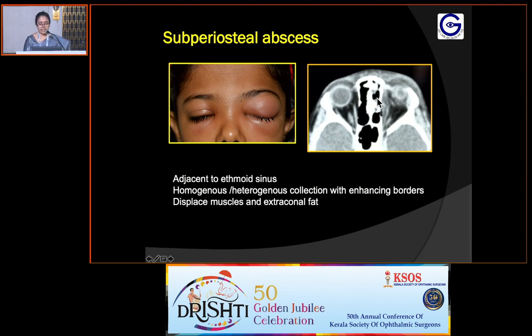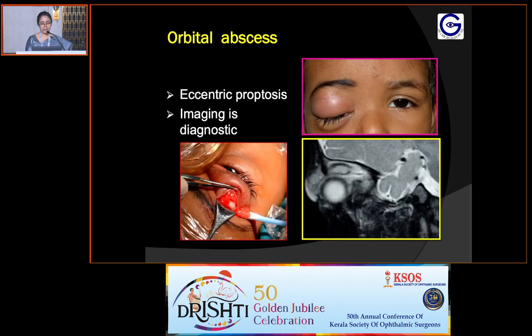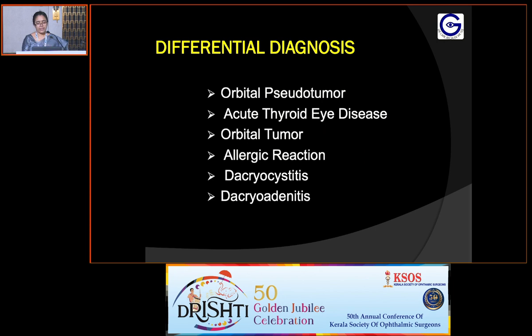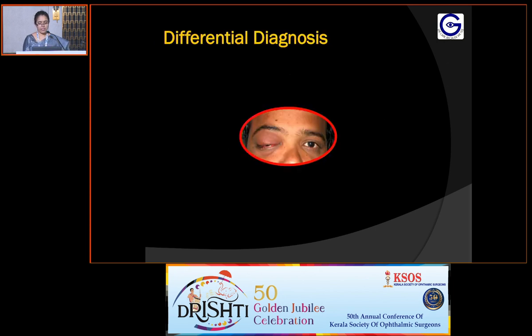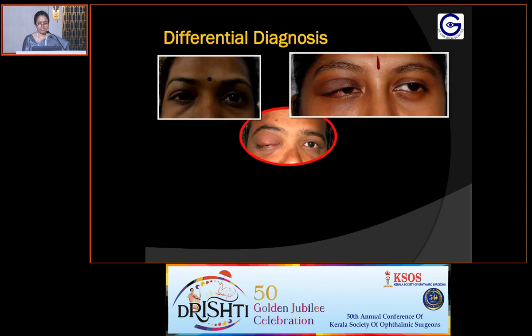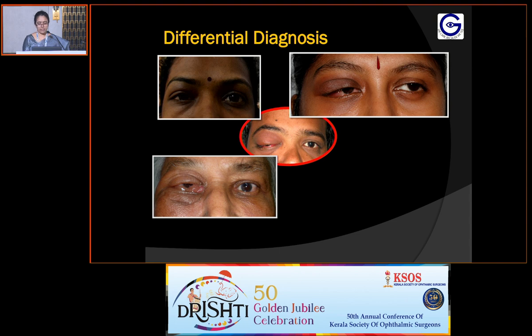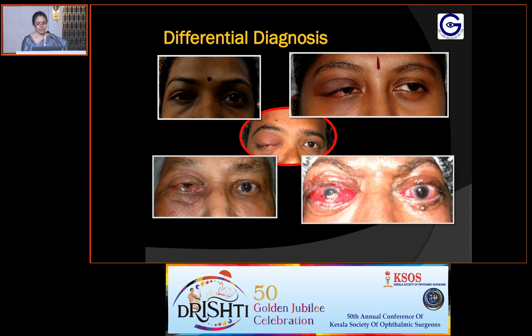You can see in this the abscess adjacent to the ethmoid sinus. So this is very, very important, to identify the subperiosteal abscess. Then coming to the orbital abscess, most of the time eccentric proptosis, and imaging is diagnostic. So differential diagnosis can be pseudotumor, thyroid eye disease. You have to rule out all the other inflammatory conditions.